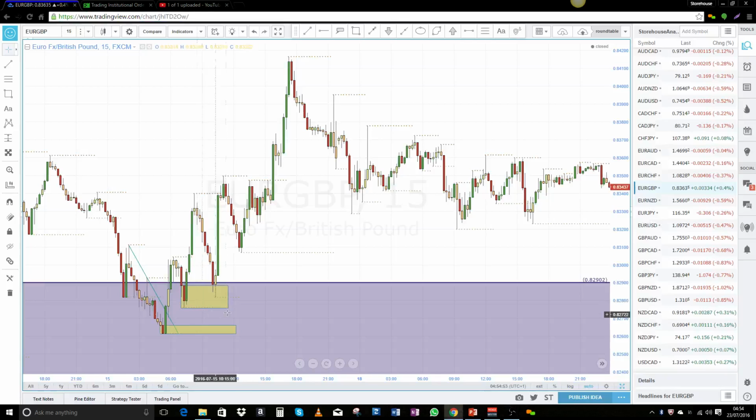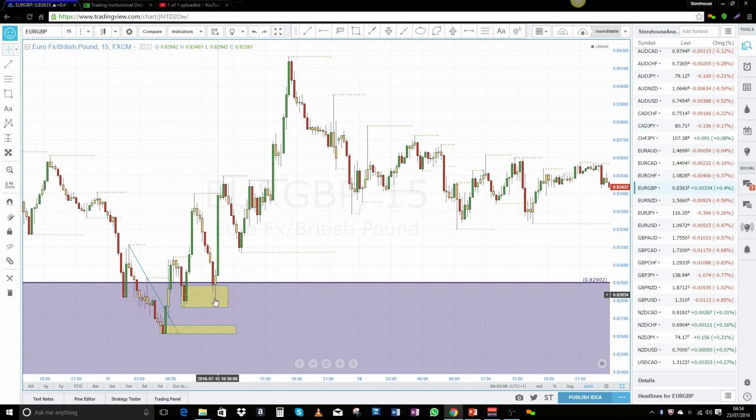I have a friend called Jeremy who would love this kind of trade. These are the kinds of trades he takes, and he's doing okay. He's doing quite okay, getting to grips with the methodology now.